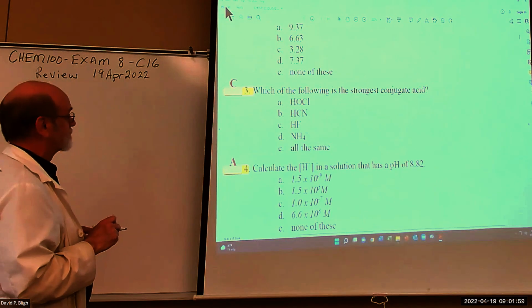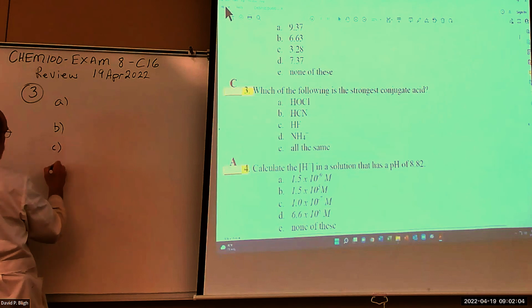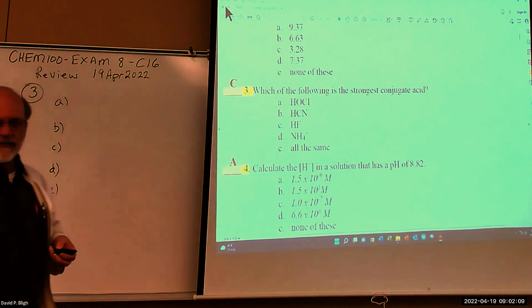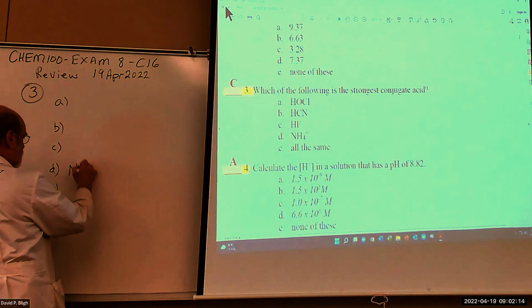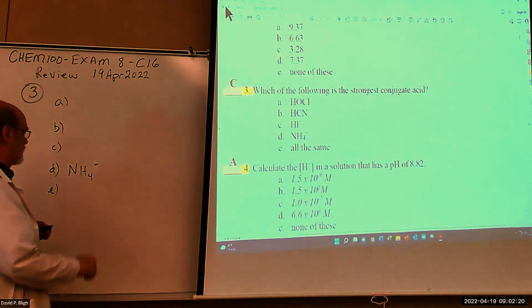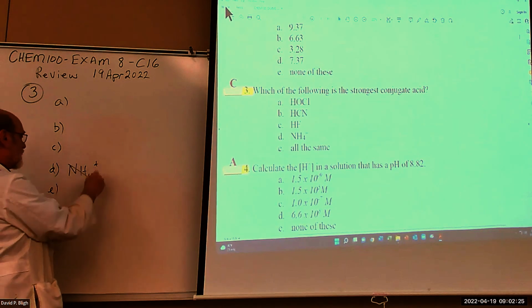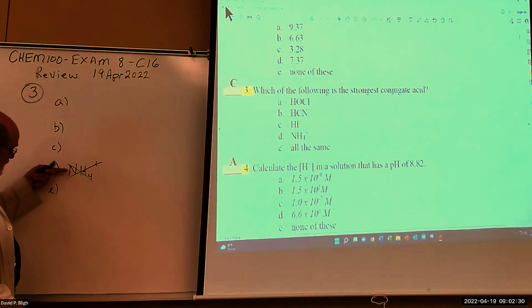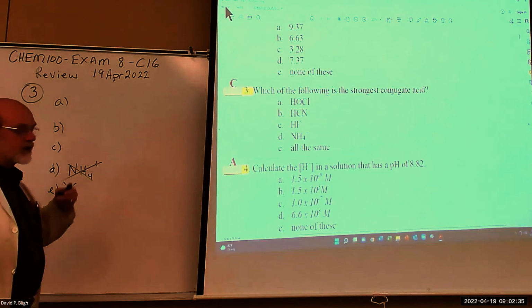And of the ones that are given, I'm pretty sure that they're not all the same. First of all, is that even valid? That's not even a valid compound, right? So that means D cannot possibly be it. Since this one is not possibly it, they can't all be the same. So now we're looking at A, B, and C.